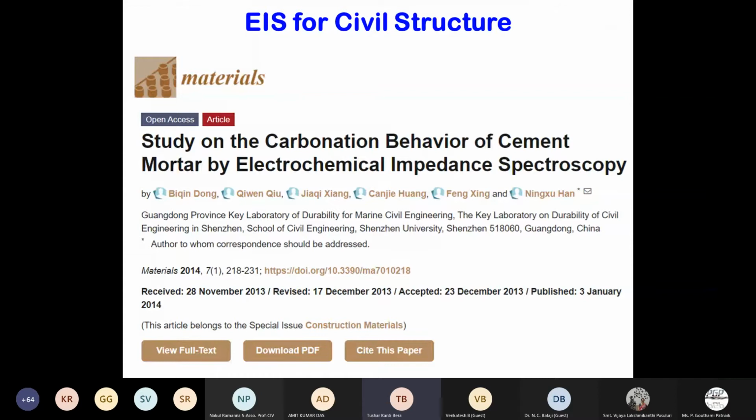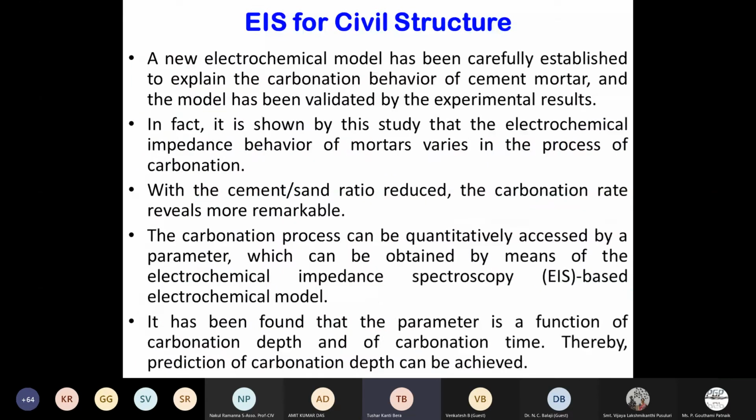Again, for studying the carbonation behavior of cement mortar by electrochemical impedance spectroscopy, this is another publication. They said it is a new electrochemical method, but it is not new. It is new for civil engineering, but it was an established method for biomedical applications. They found that the carbonation process can be quantitatively assessed by a parameter obtained by means of an electrochemical impedance spectroscopy based electrochemical model.